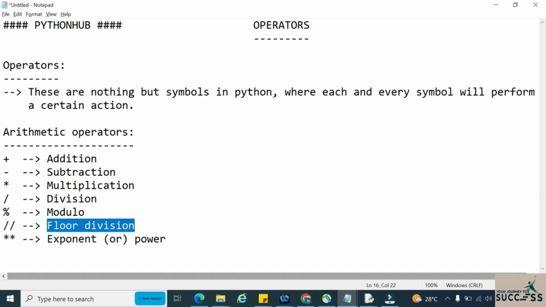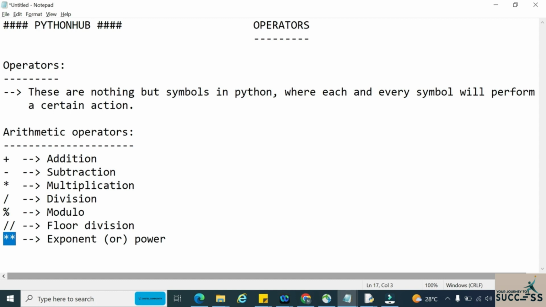The last operator which we have to discuss in this tutorial is the exponent operator, or else we can call this the power operator. Power is power of something, right? Suppose I want to calculate 2 power 10 or 3 power 7, something like that. To calculate the power we will use the symbol double star, which is the power operator in Python.